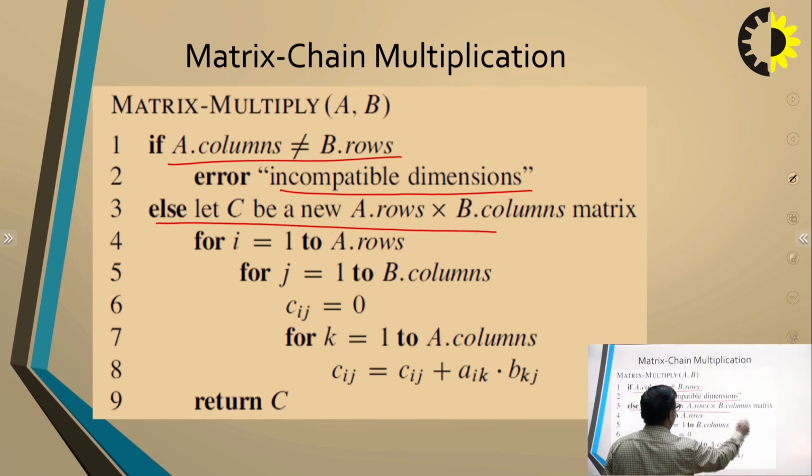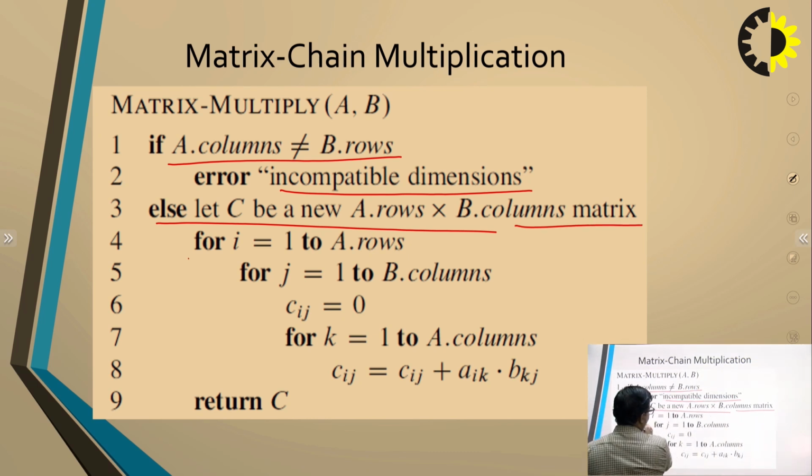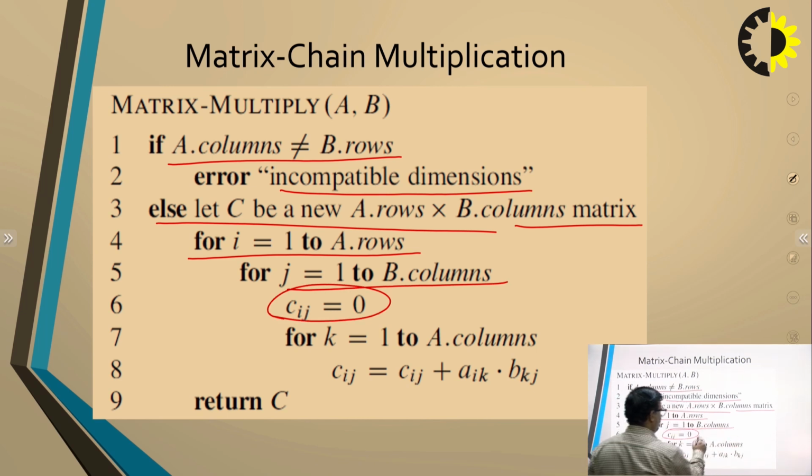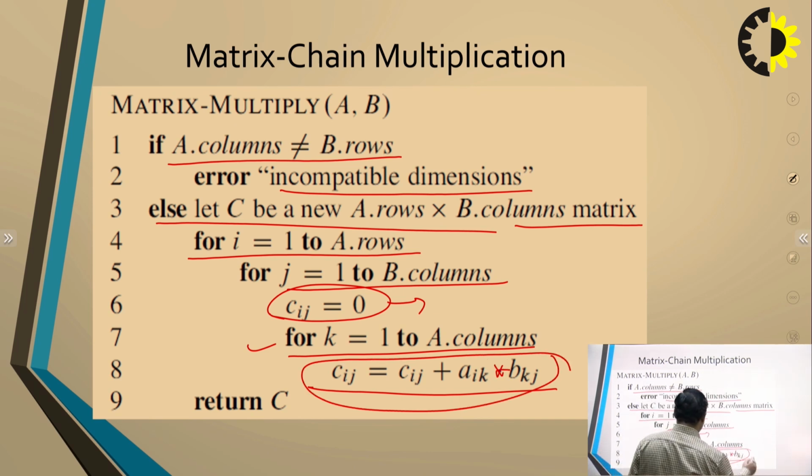Otherwise, in the else part, A rows multiplied by B columns: for i equals 1 to A.rows, for j equals 1 to B.columns, initialize Cij equals 0, and take a for loop over k, where Cij equals Cij plus Aik times Bkj. This is the simple matrix multiplication.